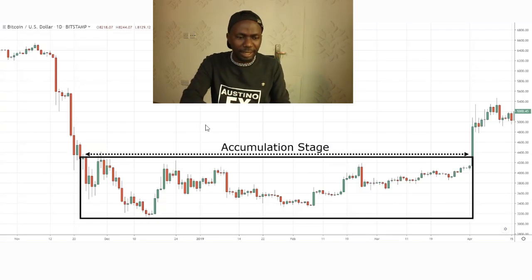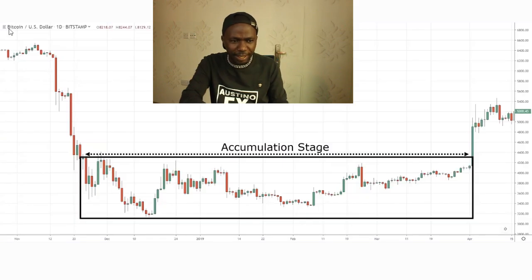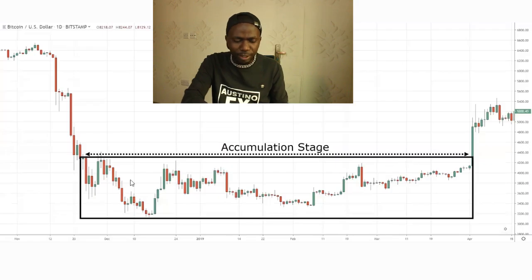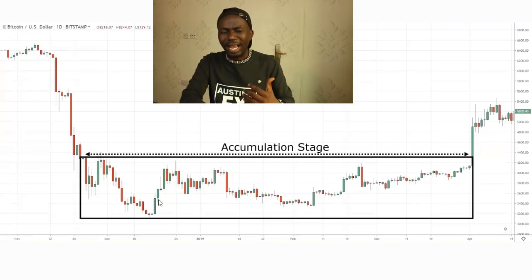So if you watch, you see that there was a downtrend from here. You can see there was a downtrend, and after the downtrend the market began to consolidate, right? The market began to consolidate. So you can see the highs and the lows, the highs and the lows. So this is what we call the accumulation stage, when the market is ranging after a downtrend.